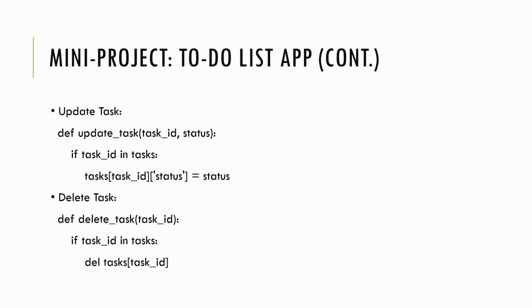Let's continue with our to-do list app. We can add functionality to update a task status. This allows us to manage tasks dynamically, adding, updating, and removing as needed.